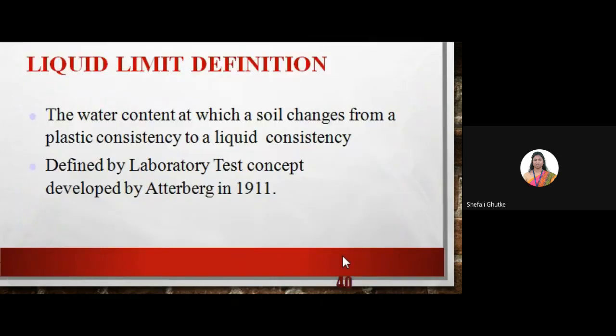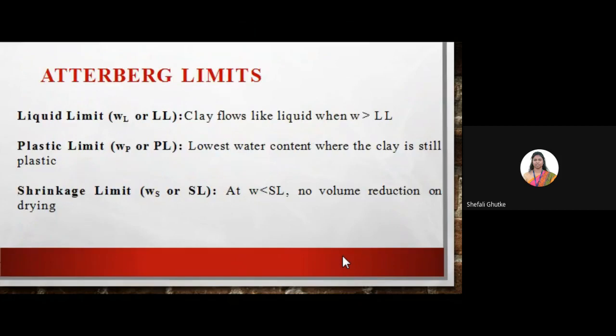Liquid limit definition: the water content at which a soil changes from a plastic consistency to a liquid consistency, which is defined by a laboratory test concept developed by Atterberg in 1911. Atterberg limits: the liquid limit, represented as WL or LL, is where clays flow like a liquid when the water content is greater than the liquid limit.